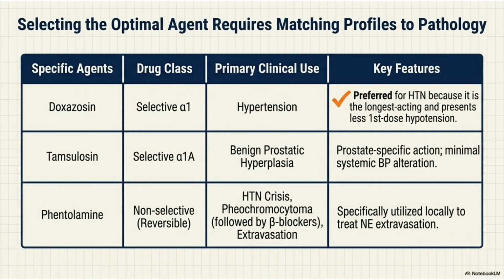Selecting the optimal agent requires matching profiles to pathology. Doxazosin, a selective alpha-1, is preferred for hypertension due to its long action. Tamsulosin is used for BPH. Phentolamine, a non-selective agent, is used for hypertensive crises, pheochromocytoma, and norepinephrine extravasation.